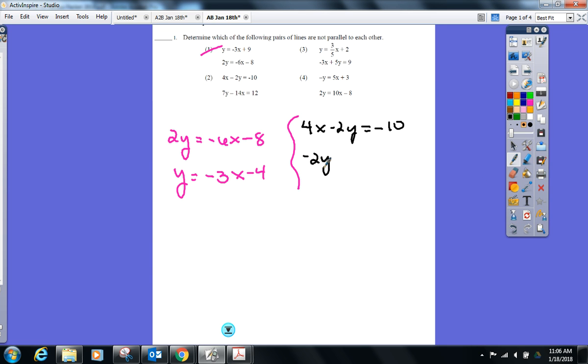So -2y equals -4x minus 10. Divide both sides by -2. What do I end up with? y equals 2x plus 5. What's the slope of this line? 2. Just 2. All right, let me take 7y minus 14x equals 12. What do you want to move over first? The 14x, and then when you divide by 7, what's the slope? 2 as well. So these came out to be the same.